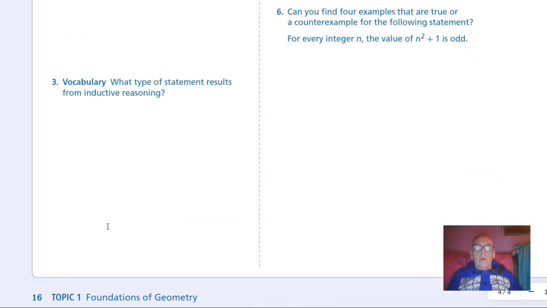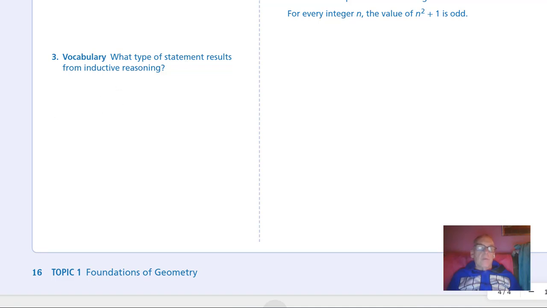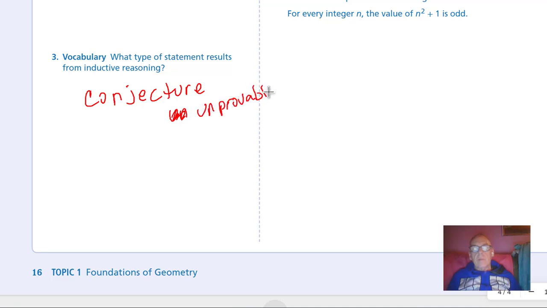Let's look at number 3. What type of statement results from deductive reasoning or inductive reasoning? We call it a conjecture. It's untested. Well, it's unprovable. But it seems to work. Or we could call it a hypothesis. So we make a hypothesis. As long as we don't find a counterexample, we assume the hypothesis works. But it's really hard to just prove it. We just can't find a time when it doesn't work.